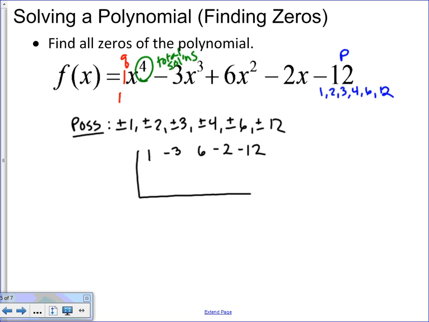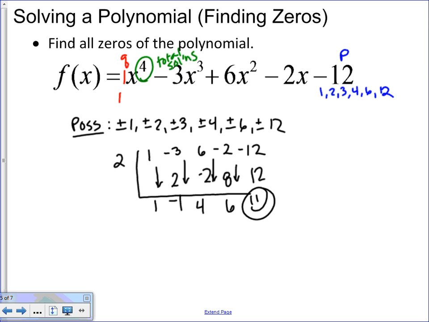Set up my synthetic. Did anybody do synthetic and find one that worked? Drees, do you think you found one that worked? 2. Let's try 2 on the outside. Okay. So we'll add down to get 1. 1 times 2 is 2. Add down to get negative 1. Negative 1 times 2 is negative 2. Add down to get 4. 4 times 2 is 8. Add down to get 6, and 6 times 2 is 12. So yeah, that's working out. Okay, so I'm happy. I'd add that to my list of my final answer. So one of my zeros is 2.